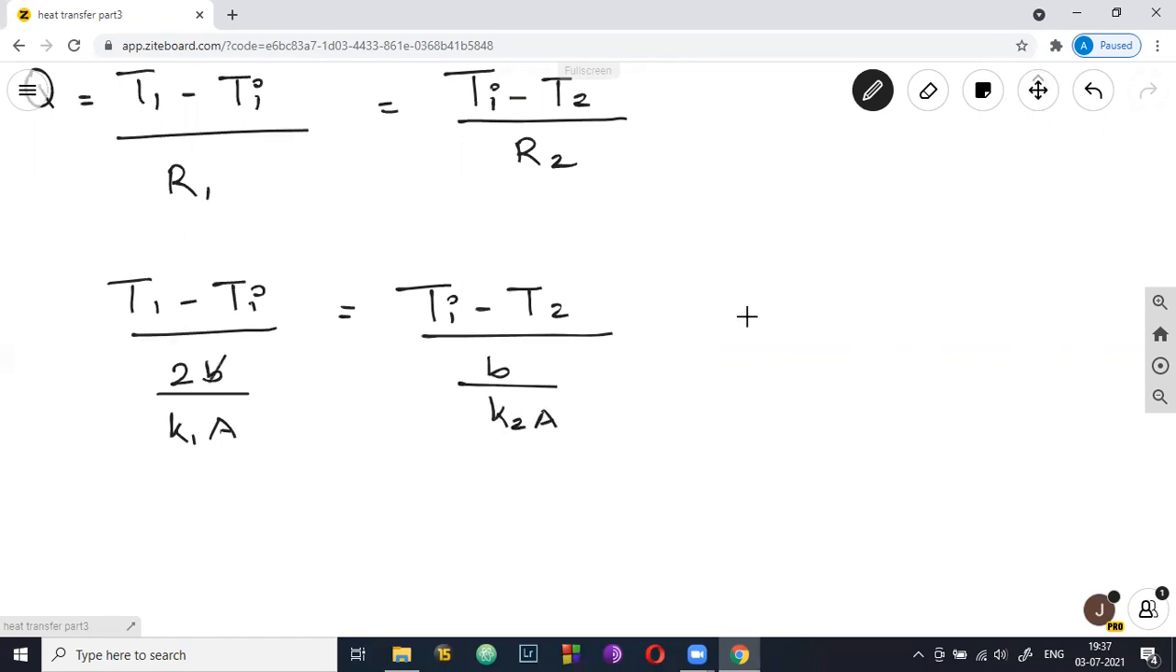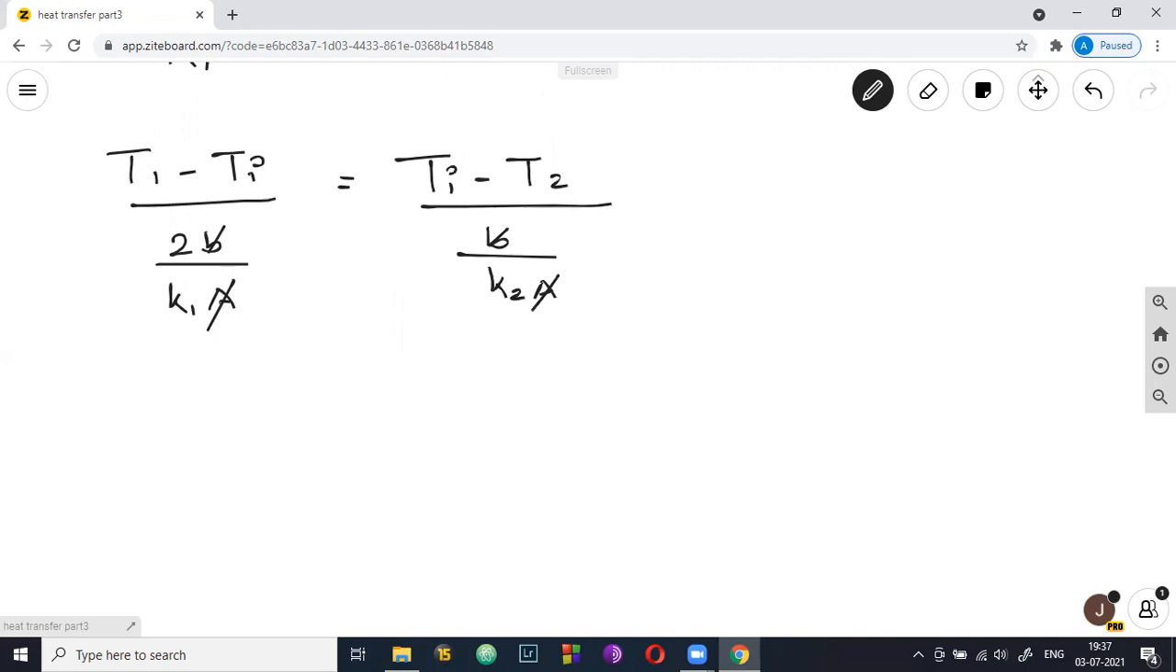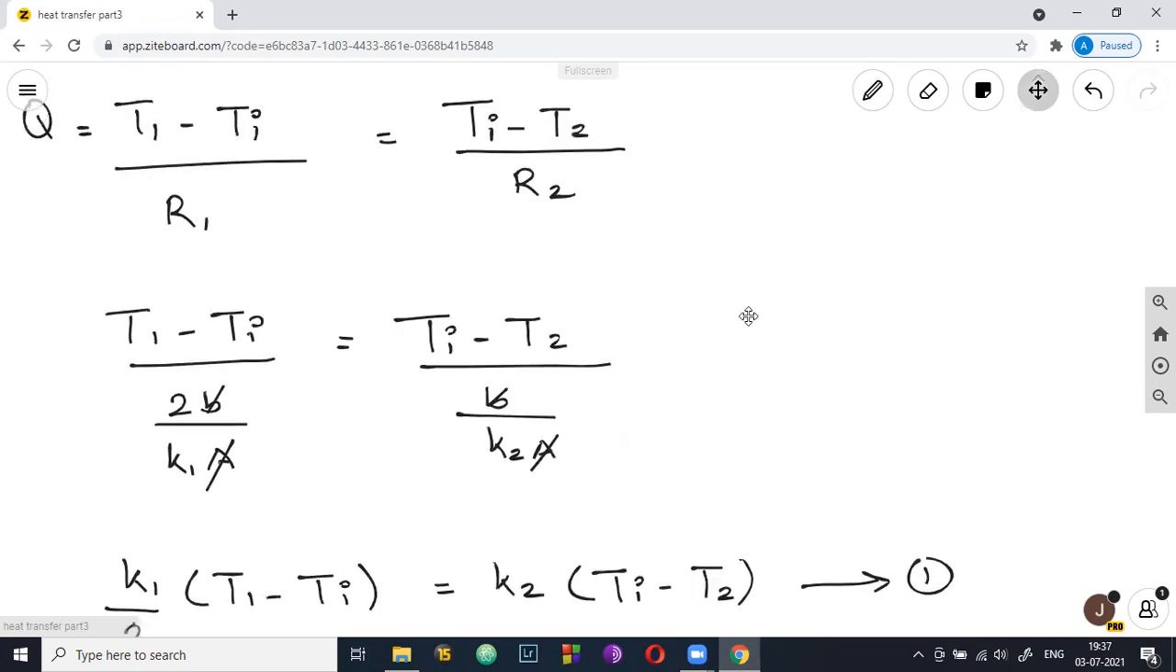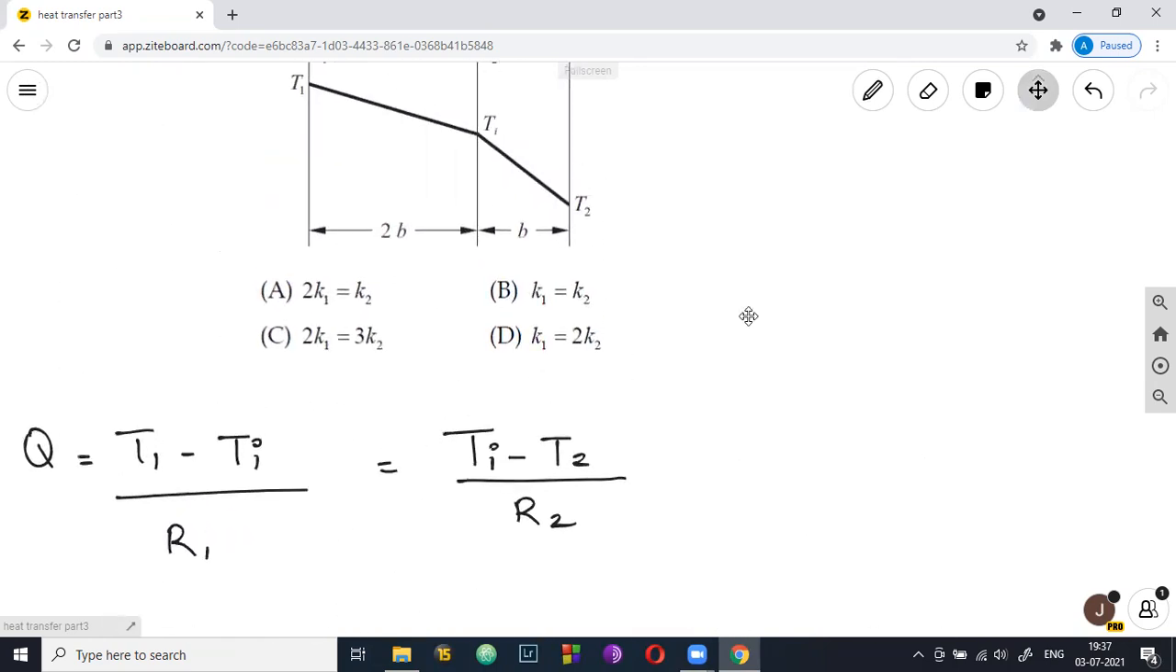I can cancel B out. I can also cancel A out. Now what will happen to the equation? K1 by 2 into (T1 minus Ti) is equal to K2 into (Ti minus T2). Okay, so let us call this equation number 1. Now, something about interface temperature is mentioned in the question. Let's work it out.